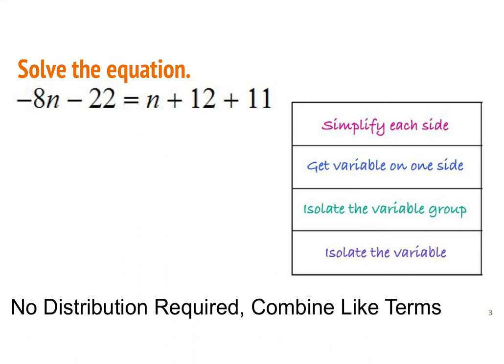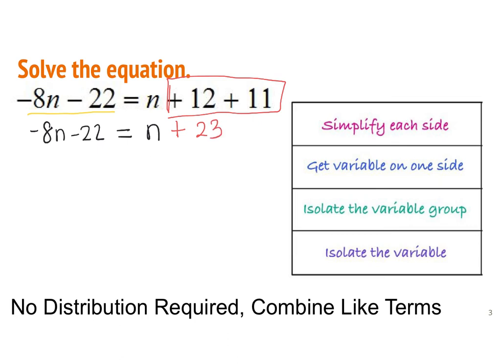So step 1 is to simplify each side. So look on the left, nothing to simplify, so we can just rewrite it. Look on the right, is there something to simplify? Well, we have like terms that we can combine. So I'm going to keep the n, combine 12 and 11, which gives me 23. Now I am going to get variable on one side.